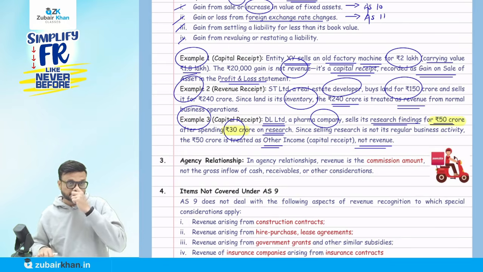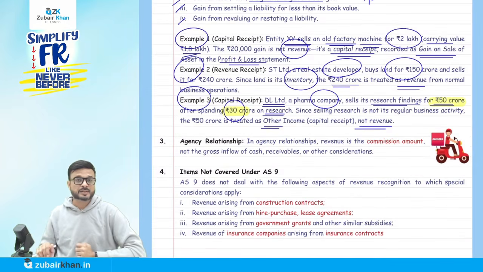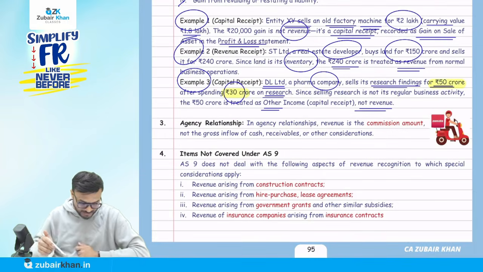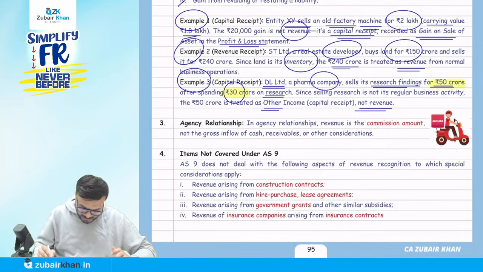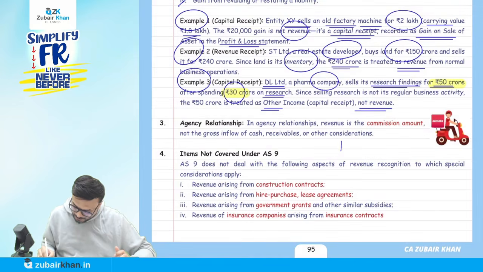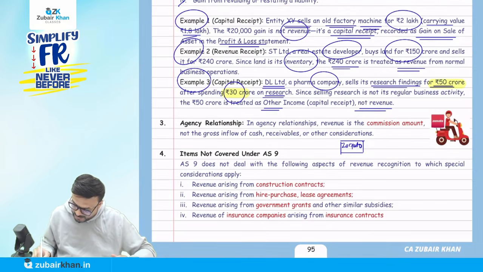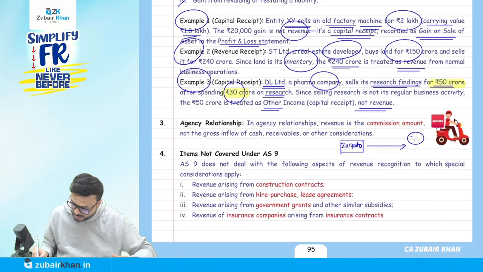Now, there's a small point that I want to discuss with you: the agency relationship. You know about Zomato. Understand this. Suppose this is the Zomato app. You open it on your mobile and you want to place an order. So you place an order here.